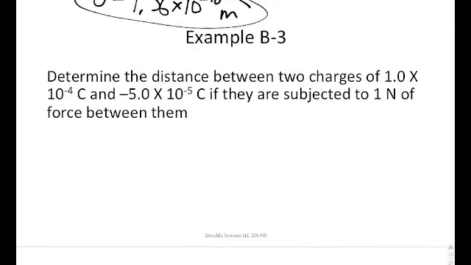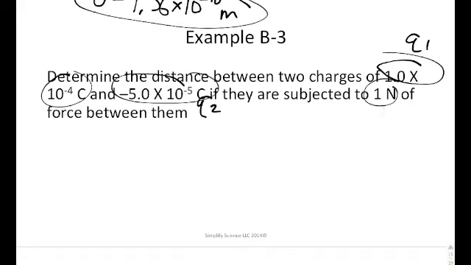Okay, next it says determine the distance between two charges, 1 times 10 to the minus 4th and minus 5 times 10 to the minus 5th, if they are subjected to 1 Newton of force between them. So this is a very similar question to the one that we just did. You have a value of Q1, you have a value of Q2, and then you have the force that's between them. So you're going to use the equation F equals K Q1 Q2 over D squared.